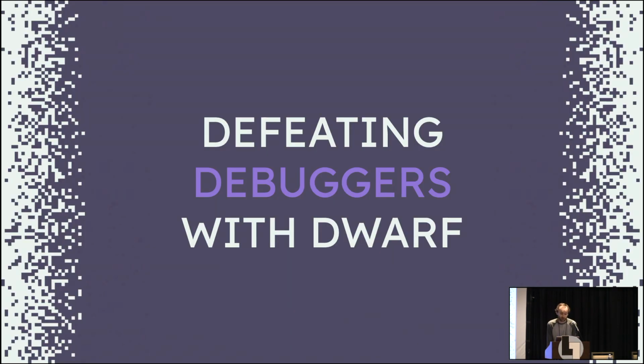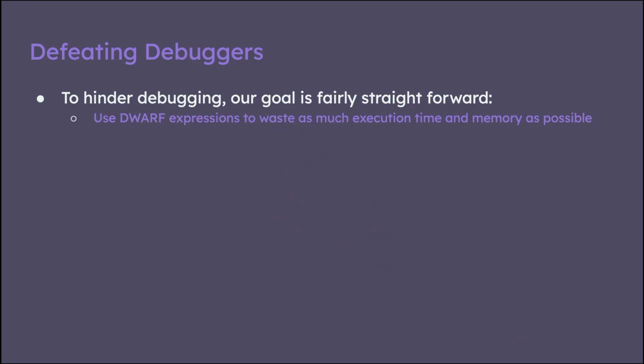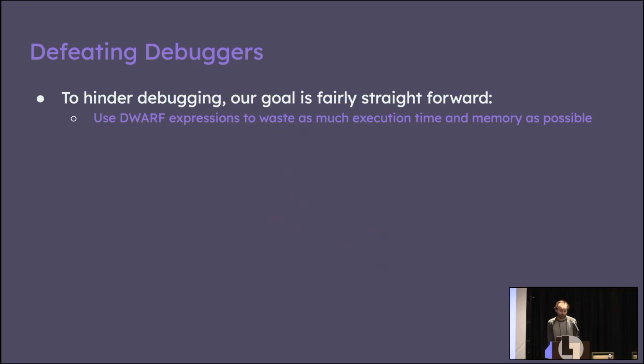So let's talk about how we would go about hindering debugging using DWARF information. Our goal is pretty simple. We want to make it difficult to debug, and we want to do it through a pretty specific process, which is we're going to create a DWARF expression that wastes as much execution time and as much memory as we can possibly make it do.